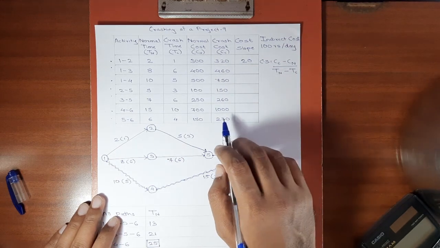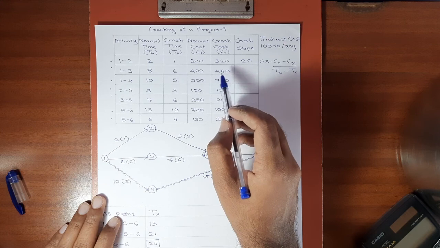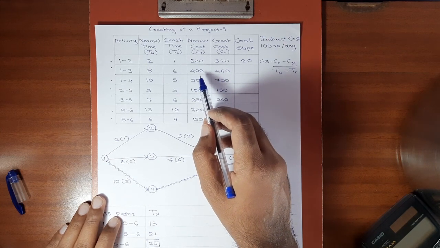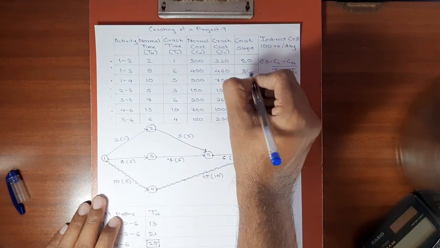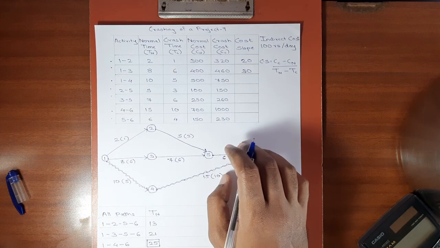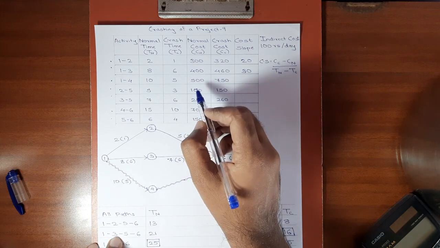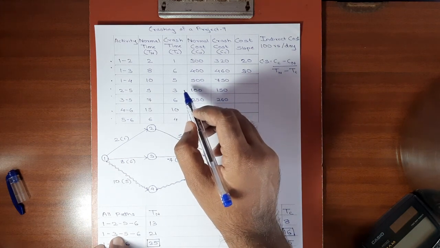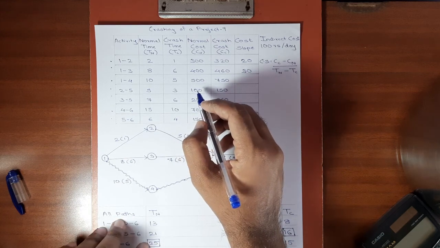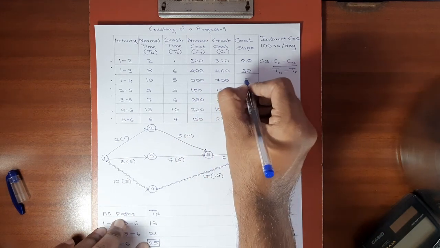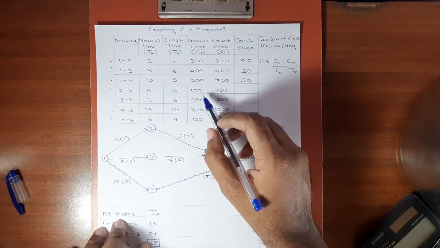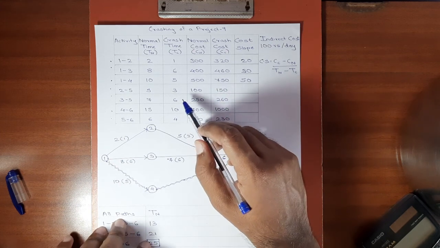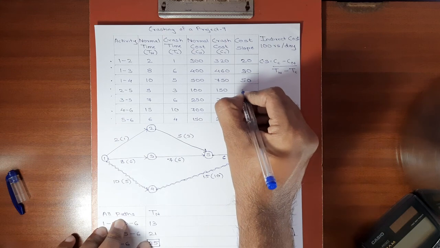Second activity, activity 1 3. 460 minus 400 is equal to 60. 60 divided by 8 minus 6 is 2. 60 divided by 2 is 30. For the next activity, 750 minus 500 gives 250. 250 divided by 10 minus 5 is 5. So 250 divided by 5, we get the answer as 50. Next is 150 minus 100, we get 50. 50 divided by 5 minus 3 is 2. 50 divided by 2, the answer is 25.